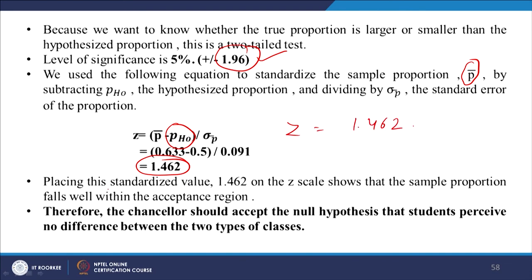If you put this value on the standardized z scale, it shows that it is within the boundary, that is, within the 1.96 range, plus 1.96 and minus 1.96. So, it is within this range, somewhere here it is falling. Therefore, the chancellor should accept the null hypothesis that students perceive no difference between the two types of classes.